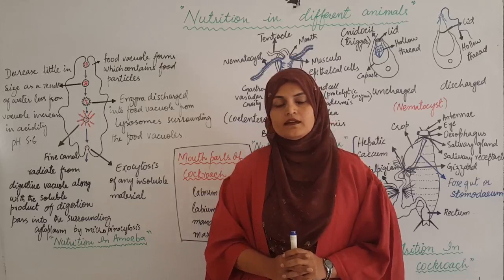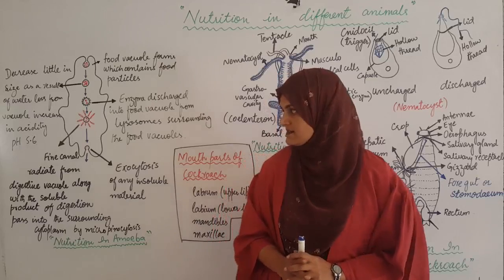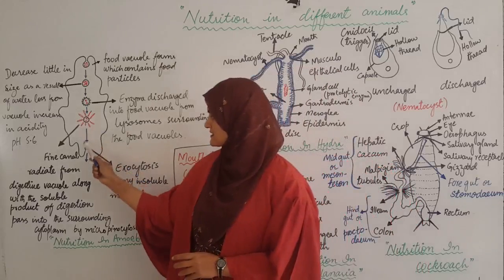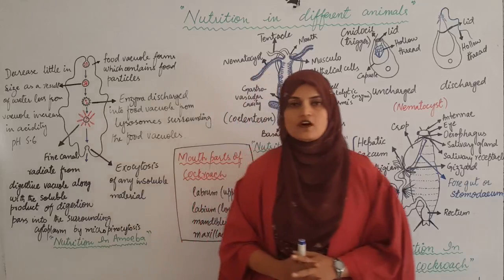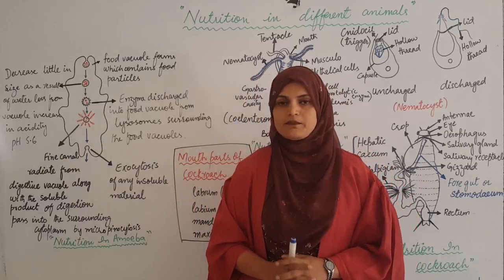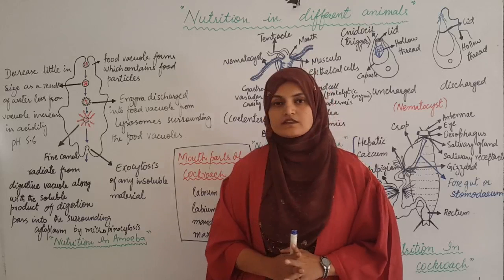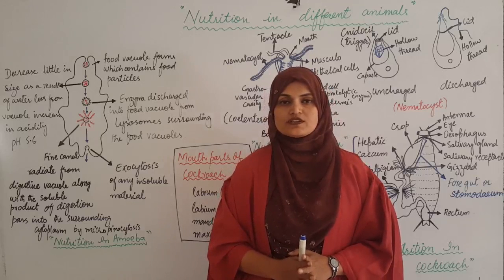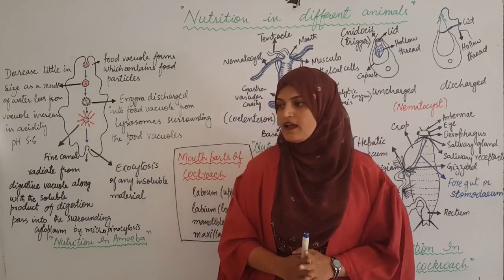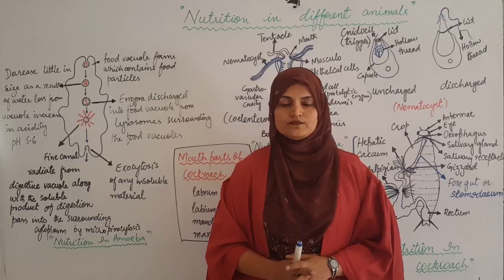The remaining undigested food particle is ejected out by the process of exocytosis from the surface of the amoeba, and in the result of which the stages of nutrition are complete and the animal gets energy from the food.